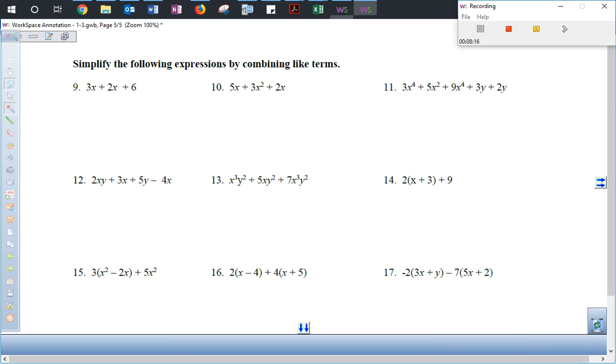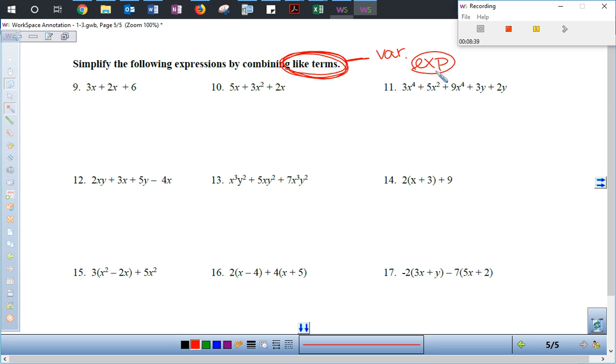Okay, next we're going to talk about combining like terms. This is when you've got numbers and variables all thrown in together and you want to combine like terms to simplify it down into a smaller expression. Now, to be able to combine like terms, you have to have the exact same variable raised to the exact same exponent. I'm going to say it again, the exact same variable raised to the exact same exponent.